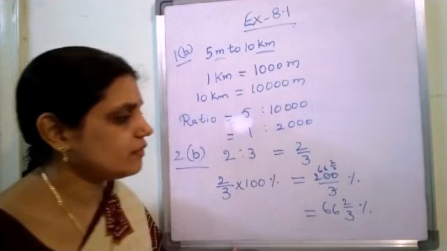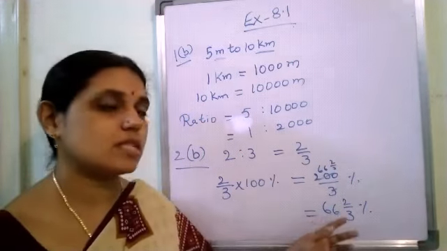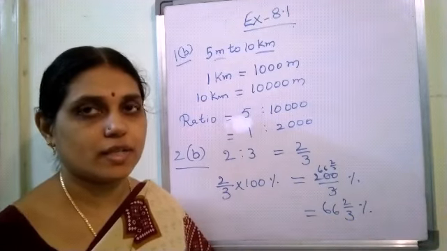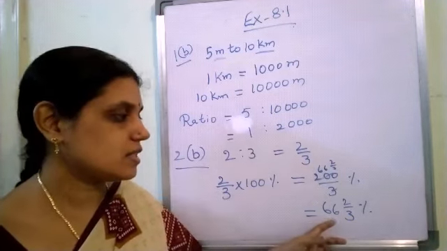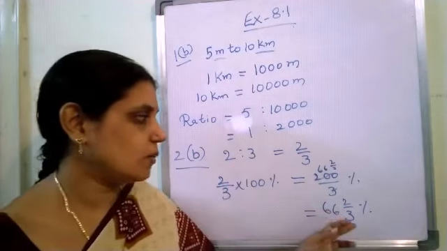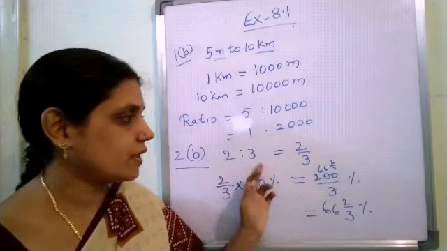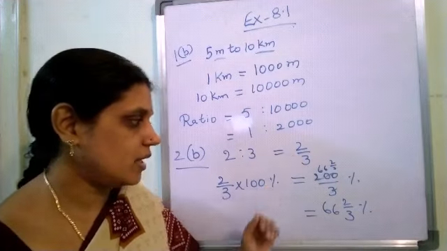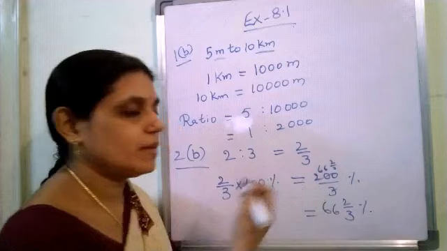No need to write as decimal. If you want you can write it also, no problem. 66.66 like that you will get. Both are correct. Okay. 66 2 by 3%. So in this way ratio can be converted into percentage. First we have done ratio to fraction and then fraction to percentage.